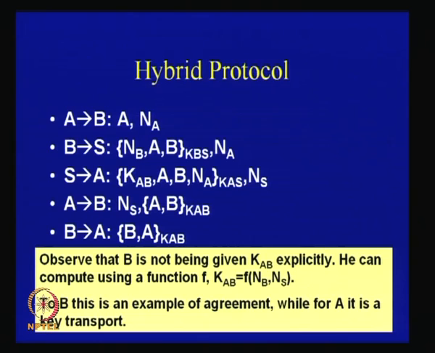Okay. So, to B it is an example of agreement, while for A it is an example of key transport. So, these are typical examples of a hybrid kind of protocol, where to one party it is a transport and to the other party it is an example of an agreement.